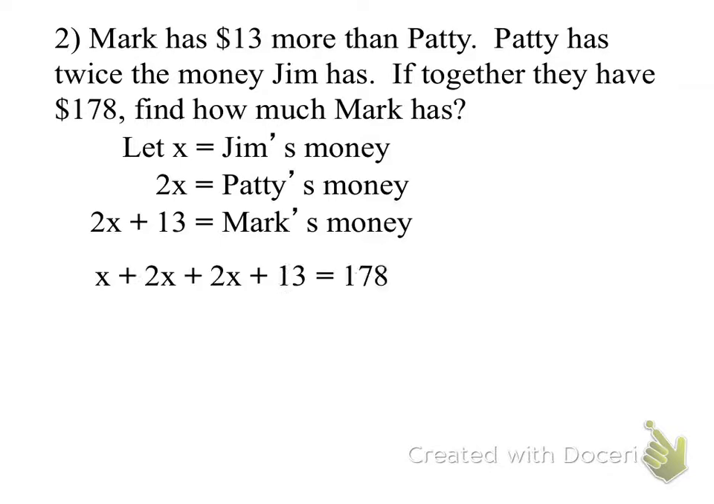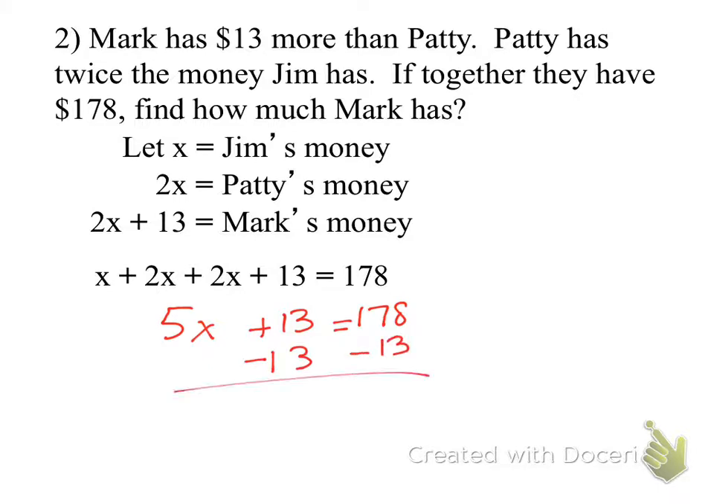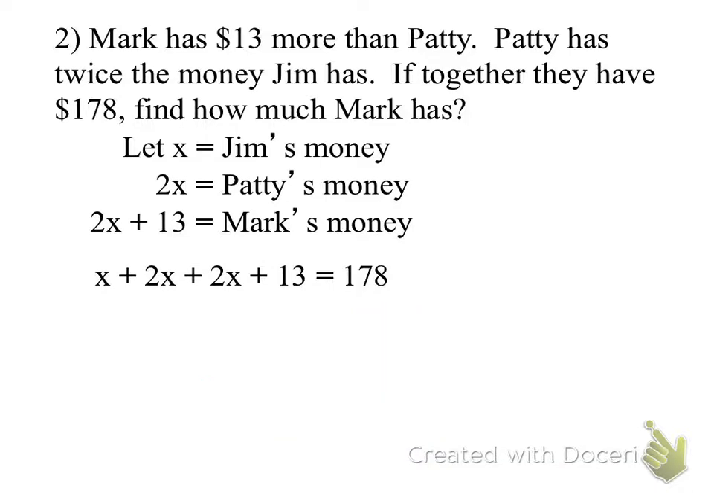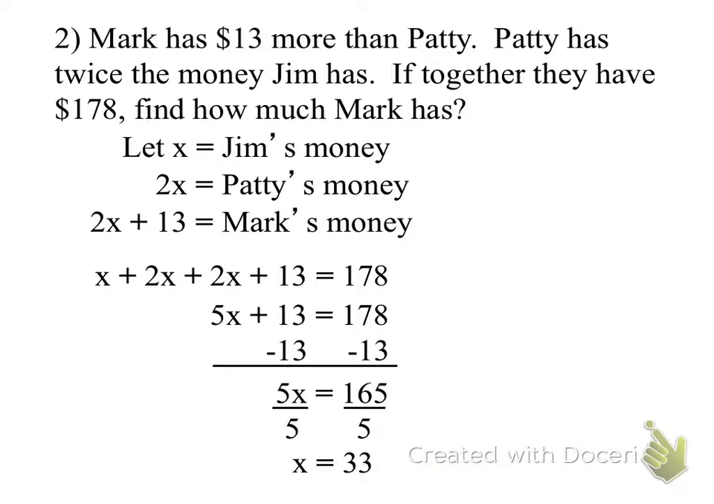Tyler, go. So add 2x plus 2x plus x, that's 5x. 5x plus 13 equals 178. Subtract 13 from both sides. You get 5x equals 165. And then you divide both sides by 5 and you get 33. Is it 15? 5 times 15 is 75, so no.